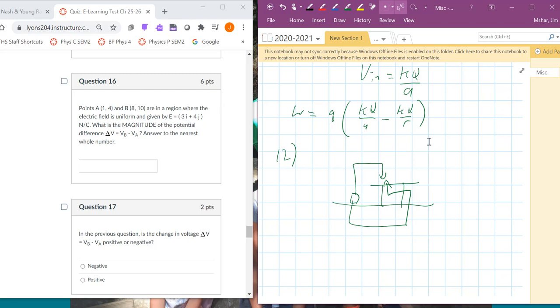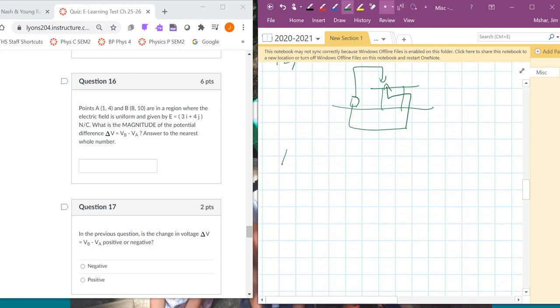All right, number 16 was next. Okay, let me scroll down here. So for number 16, they give you 2 different points, and they give you a field. And they say, what's the magnitude of the potential difference? Okay, so change in voltage is negative the integral of E dot dr. Now, in this case, the field's constant, so we don't have to integrate. So we get negative E dot delta R.